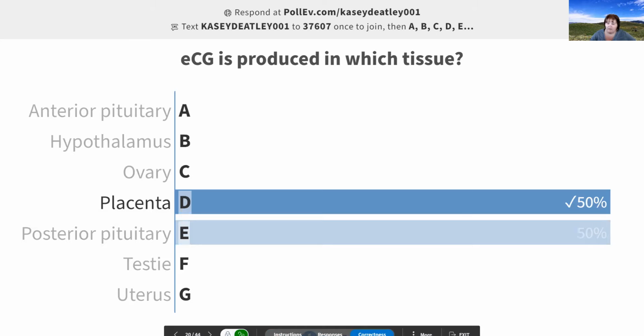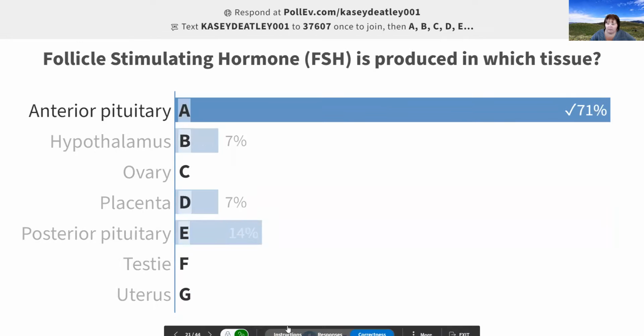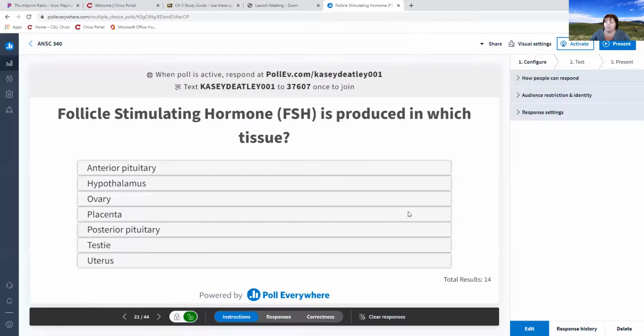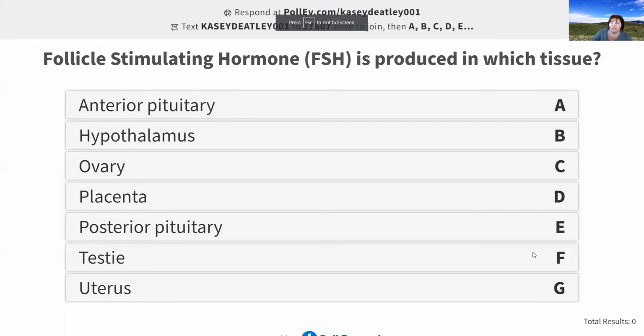Awesome. Okay, let's go to the next one and we'll unlock it. And let me clear the responses. Okay, there we go. All right, follicle stimulating hormone, or FSH, is produced in which tissue?